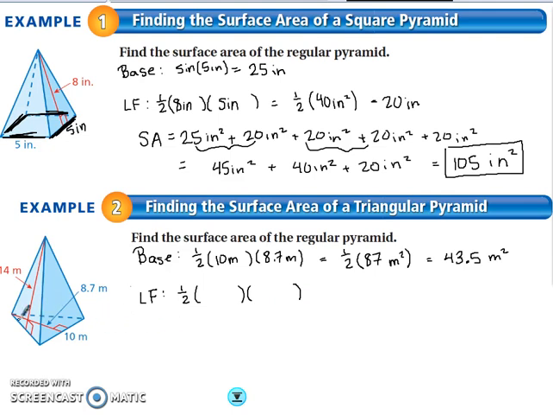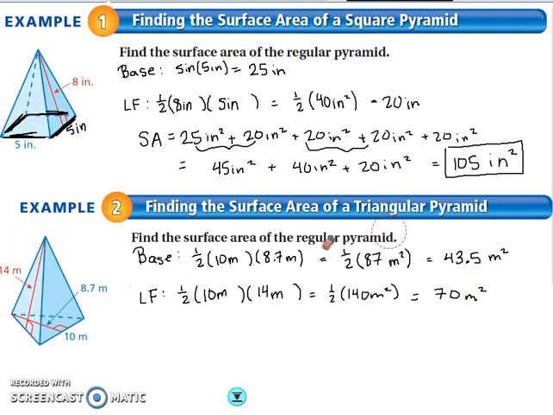of the triangle. This side length we can assume is going to be the same as the side length of the other side, which is 10 meters. So that base side length is 10 meters. And the height is going to be this distance, which is perpendicular. It is 14 meters. Multiplying, I have 1/2 of 140 square meters, which simplifies down to 70 square meters.